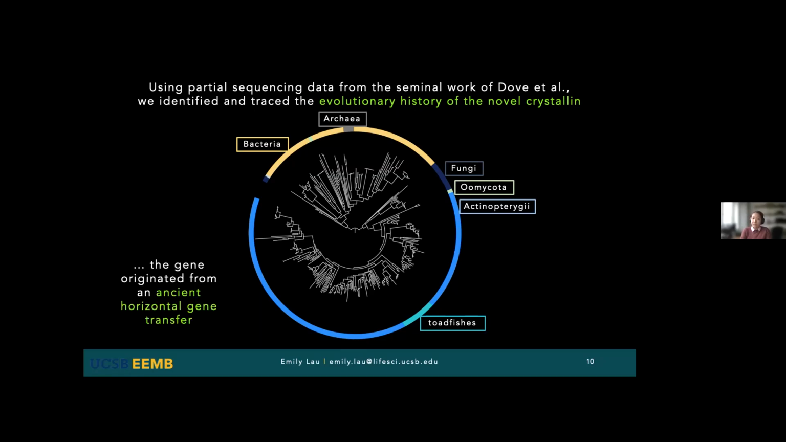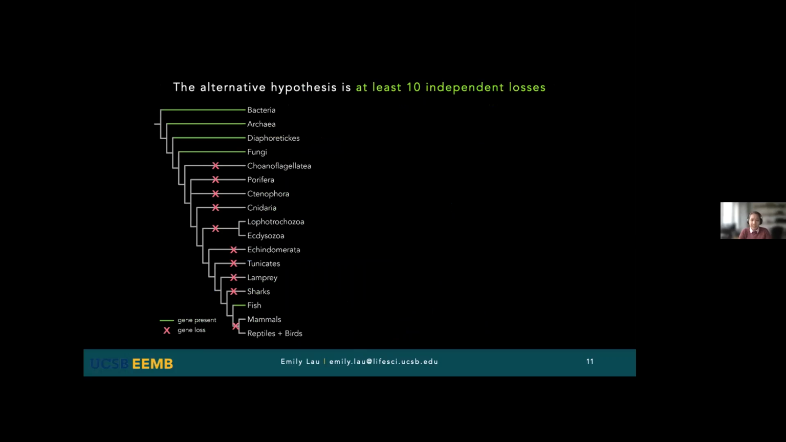So we proposed that the gene originated from an ancient horizontal gene transfer event. The alternative hypothesis is at least 10 independent losses shown in this tree. So the most parsimonious explanation is 1 horizontal gene transfer event instead of 10 losses. And this horizontal gene transfer event provided the source of genetic material that evolution could tinker with.